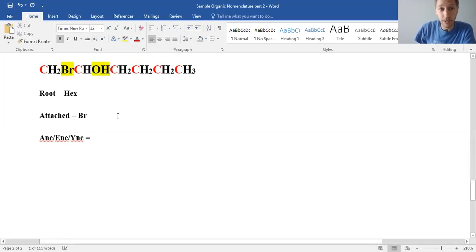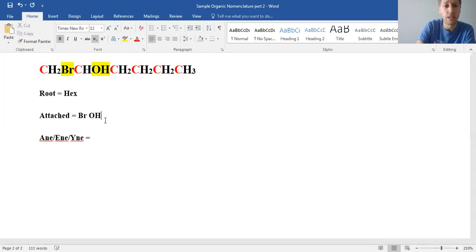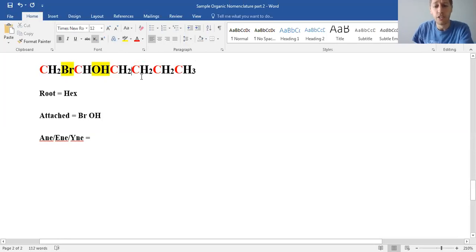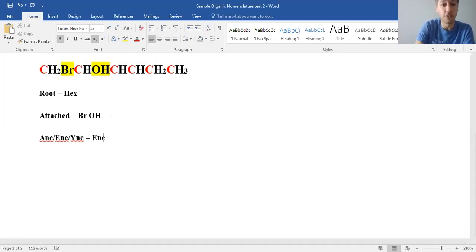That's going to be a family. So we also have an OH. They'll be put at different places. And let's go ahead and get rid of a hydrogen here, that way we can have a double bond. So we're going to have a double bond right there as well. So we're going to have an ene right here.